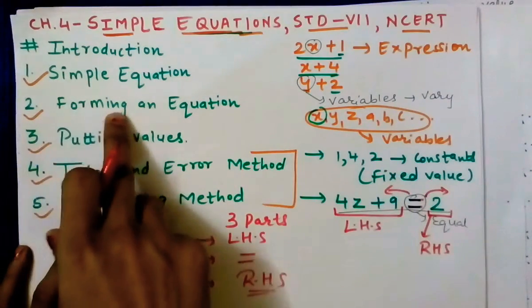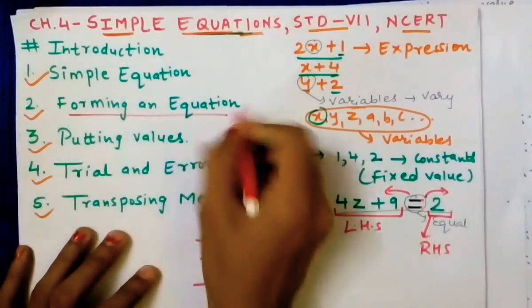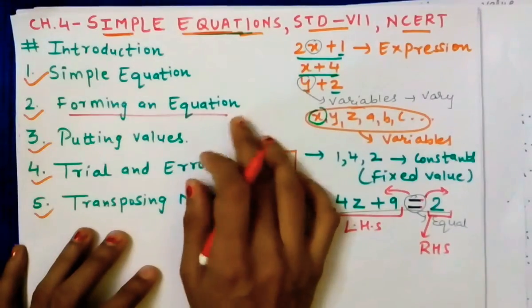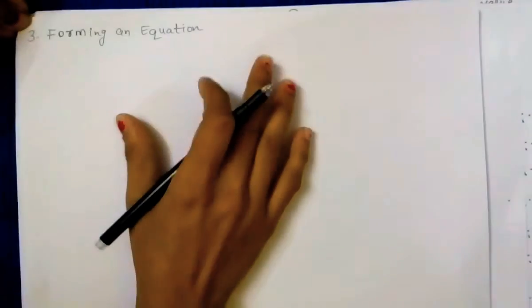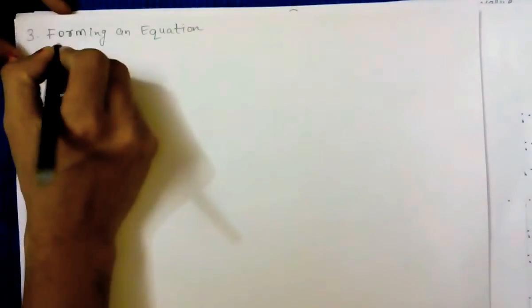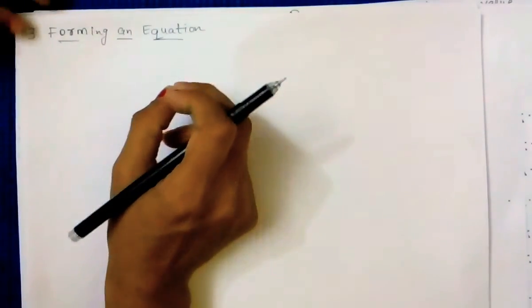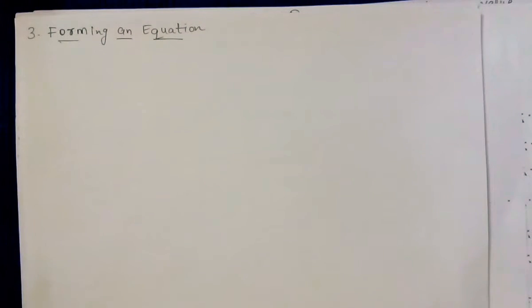Now next we will talk about forming an equation, how an equation can be formed with the help of a statement. So we will see our second topic. How is an equation formed with the help of a statement? Sometimes a statement is given to you, and with the help of that statement we form the equation.